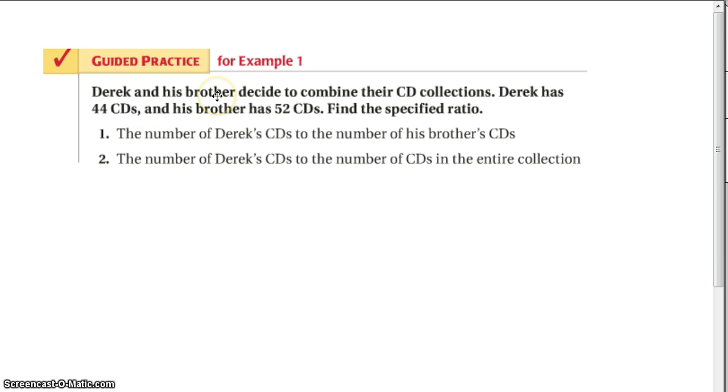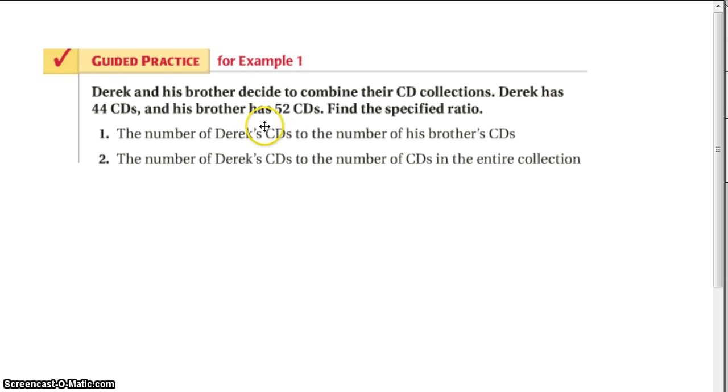Derek and his brother decide to combine their CD collections. Derek has 44 CDs, and his brother has 52 CDs. Find the specified ratio. So if you could jot that sentence down, you might need to pause the video, jot the sentence down so that you have something to study from, and see if you can answer the two questions. Question number one. The number of Derek's CDs to the number of his brother's CDs.